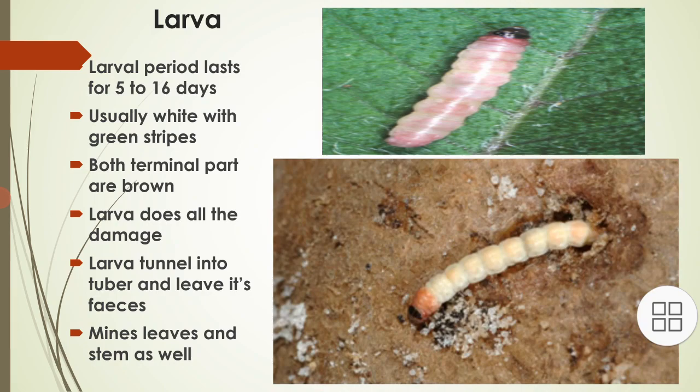Larva tunnels into tuber and leaves its feces, so bacteria and fungi affect the tunnel and it gets stinky. I mean potato gets stinky because of bacteria and fungi. It also mines leaves and stems as well. But more destruction is done in tuber, that is potato.